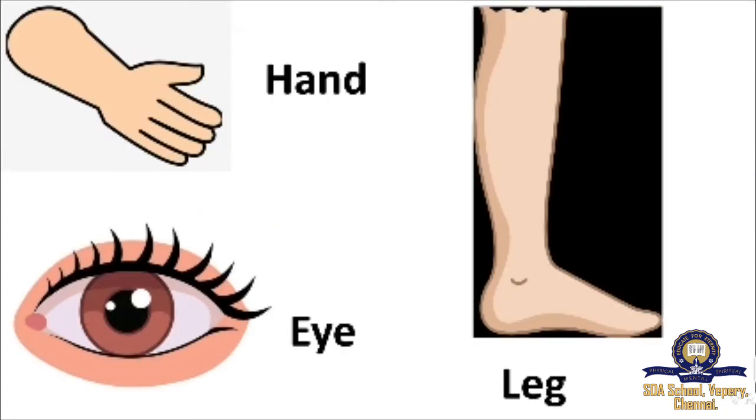Very good. Good children. Now, look at here. What's the first picture? Yes, you are right. It's a hand. H-A-N-D. Hand. How many hands do you have? 2. Very good. And look at it. What is this? Eye. E-Y-E. Eye. How many eyes do you have? 2 eyes. Very good.